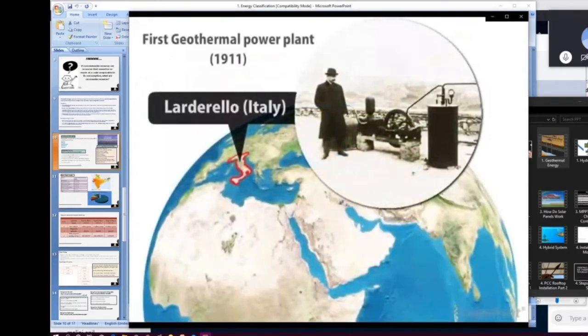The first geothermal plant was established in Italy in 1911.